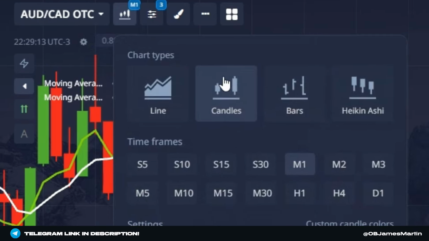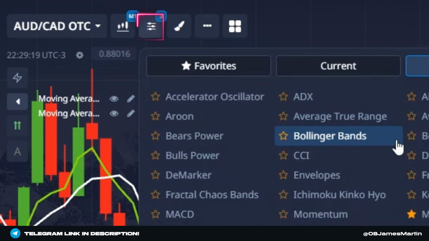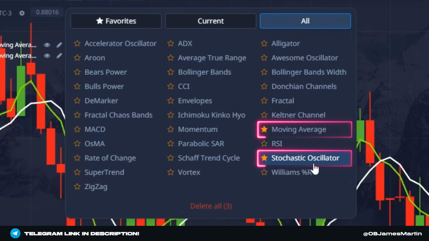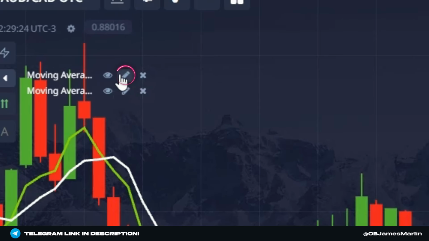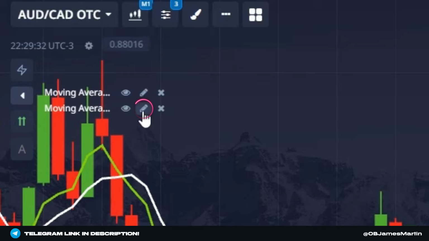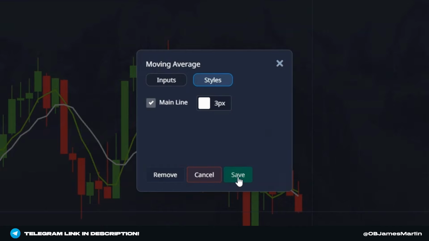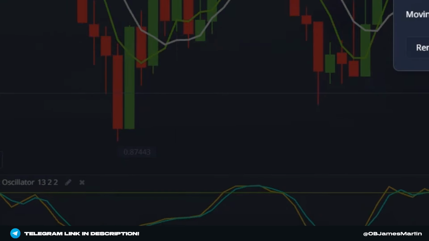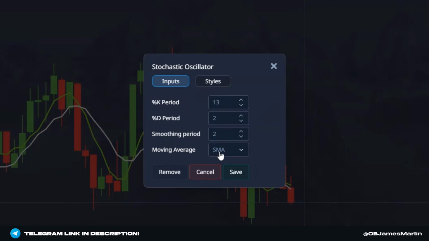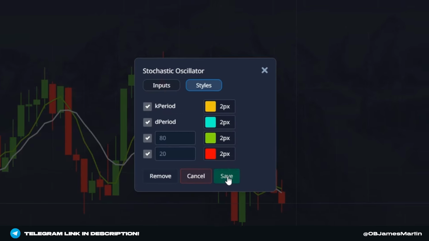Today we're going to use 1 minute classic candles. Indicators: only moving average and stochastic oscillator. That's very simple. For the first line, we're going to use a 5 period simple moving average, and I will color it green. For the second one, we're going to use an 8 period simple moving average, in white. 13, 2, 2 for the stochastic. And the color, guys, that's up to you.